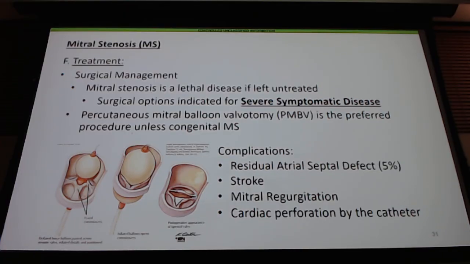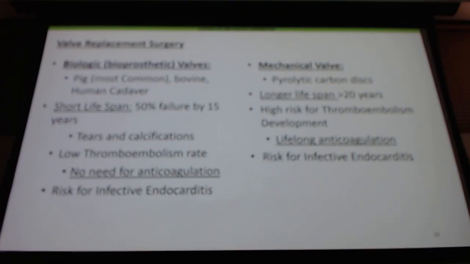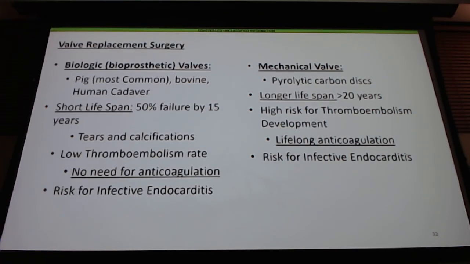And then the way we typically treat this, we would prefer to do a percutaneous mitral balloon valvotomy, where they basically put the balloon, inflate it, and it pops open that leaflet. There are risk factors for it, but if they're not a candidate for the balloon valvotomy, then we can do a heart valve replacement. And there's two choices that we have for that.